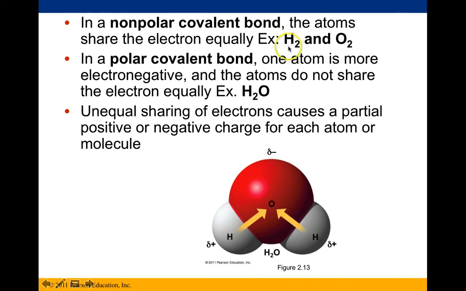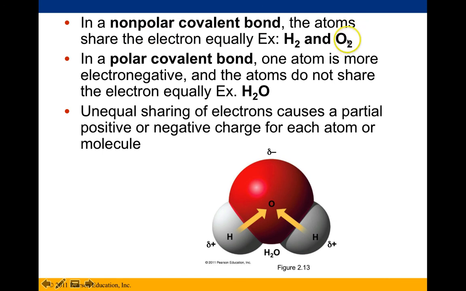Whereas in hydrogen, both hydrogens are equally attracting the pair of electrons, so they are equally sharing, and hence it is called non-polar covalent bond. Remember, polar covalent bond is unequal sharing of pairs of electrons by the atoms, because one is electronegative and the other one is not. In non-polar covalent bond, the two atoms are sharing a pair of electrons equally. That is why it is non-polar covalent bond.